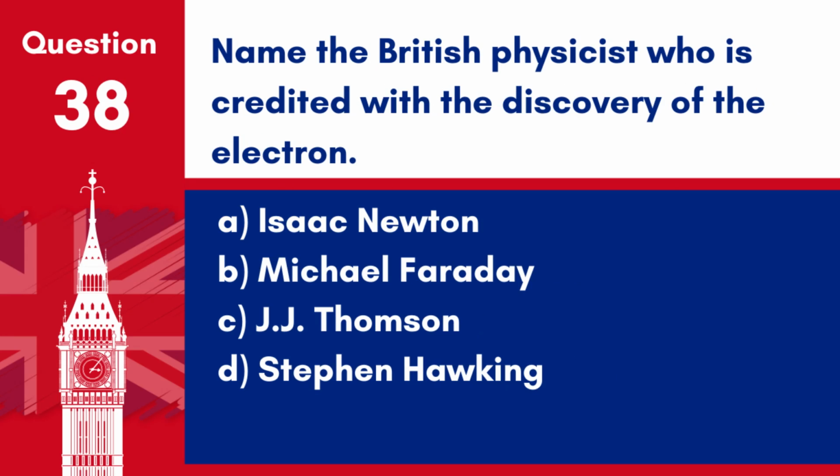Question 38. Name the British physicist who is credited with the discovery of the electron. A. Isaac Newton, B. Michael Faraday, C. J. J. Thomson, D. Stephen Hawking. Answer: C. J. J. Thomson. Sir J. J. Thomson is credited with the discovery of the electron in 1897, significantly advancing the field of atomic physics.